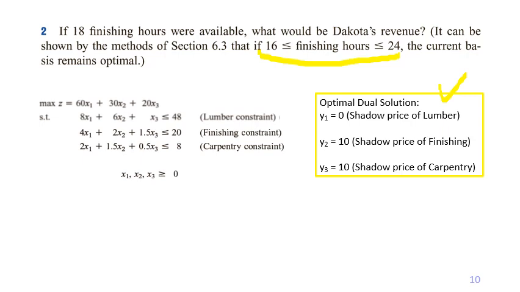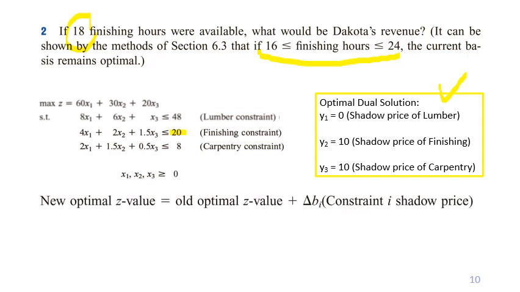The current finishing hours availability is 20 hours. Now suppose we only have 18, what happens? Since we have obtained the shadow prices, including the one for finishing, we may just use this formula for maximization. The new optimal Z value equals the old optimal Z value plus the change times the shadow price. The old Z value for this Dakota problem, as you may see from the previous slide, is 280.